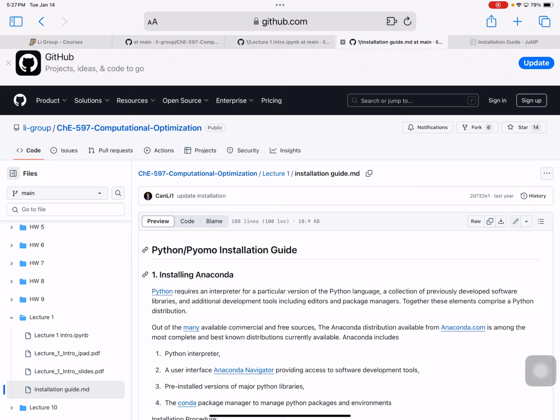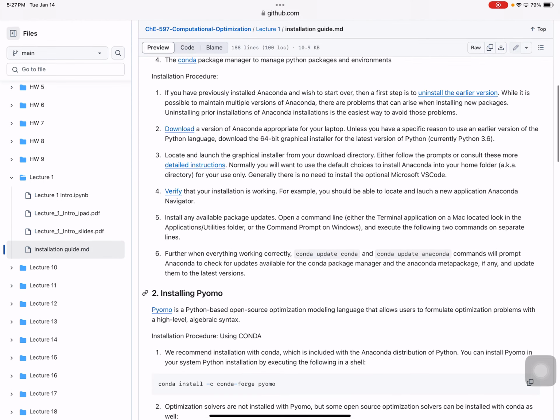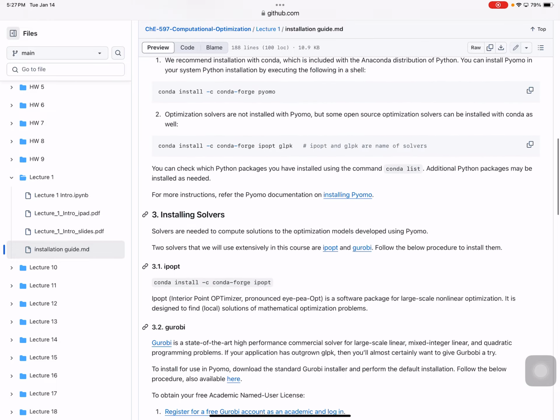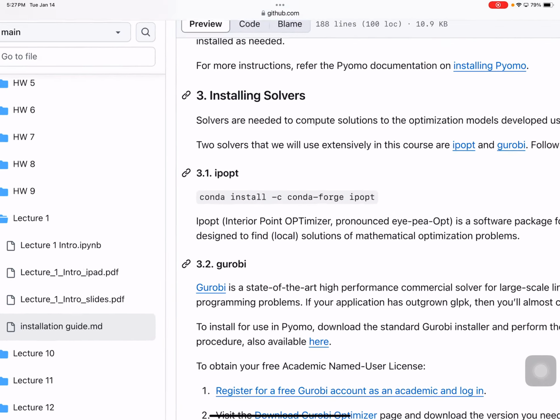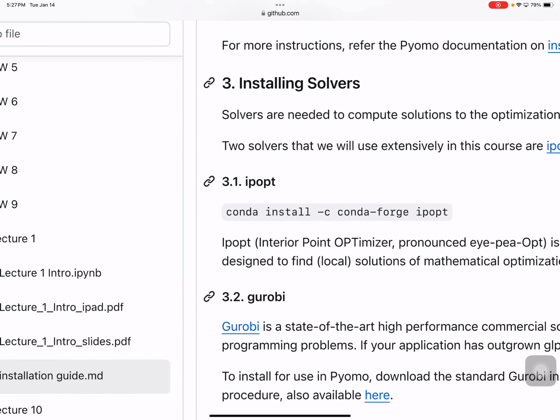Okay. Yeah. Is there a list of which ones specifically you want us to have? Yeah, exactly. So let's talk about that briefly. So this is installing Pyomo. For the moment, install these two solvers. One is called IPOpt.